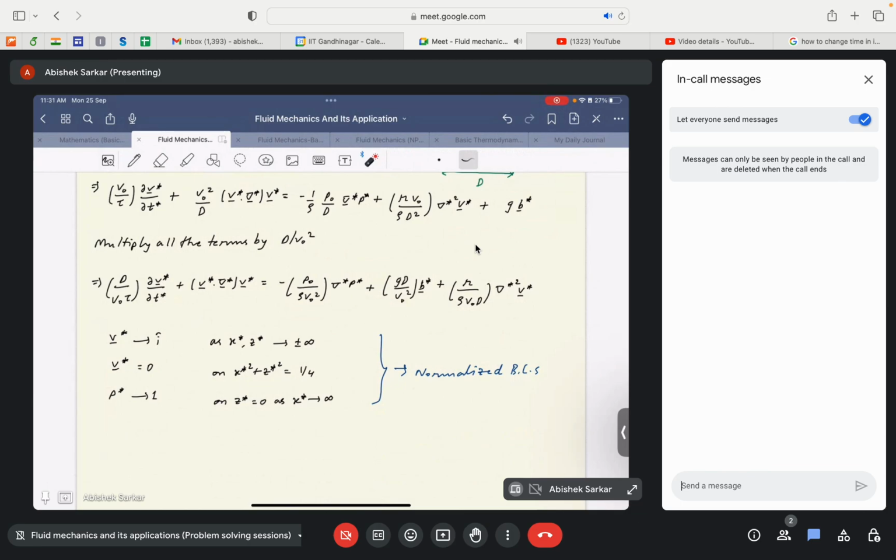And finally, for the viscous force term, we get the coefficient as mu naught by rho v naught v. By now I feel like most of these coefficients are well known to you. These are very popular non-dimensional numbers, and we will eventually see what they signify.